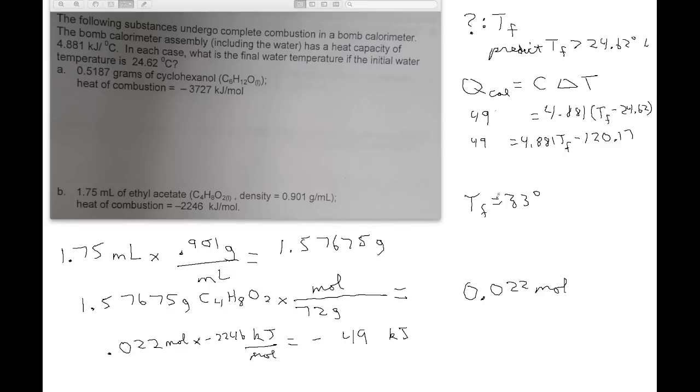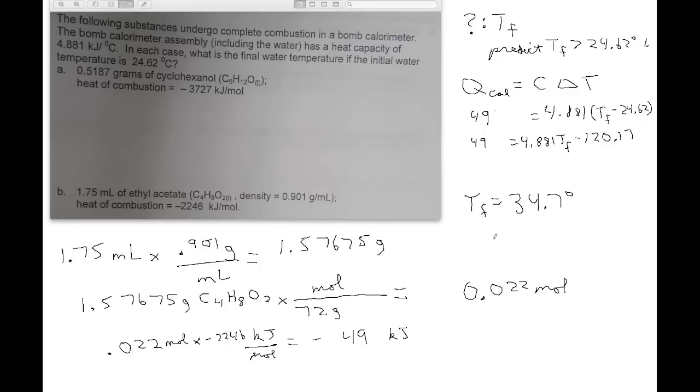All right, so now would that give you this equation? Now you would use Q calorimeter is equal to C delta T, where 43 is equal to 4.881 times TF minus TI. And you can distribute, and you get 4.881 TF minus 120 is equal to 43. Okay, good. And what did you get as your final answer? 33 degrees Celsius. All right, yeah. I rounded off a little different, so I got a slightly different answer. But it looks like we're on the same page.